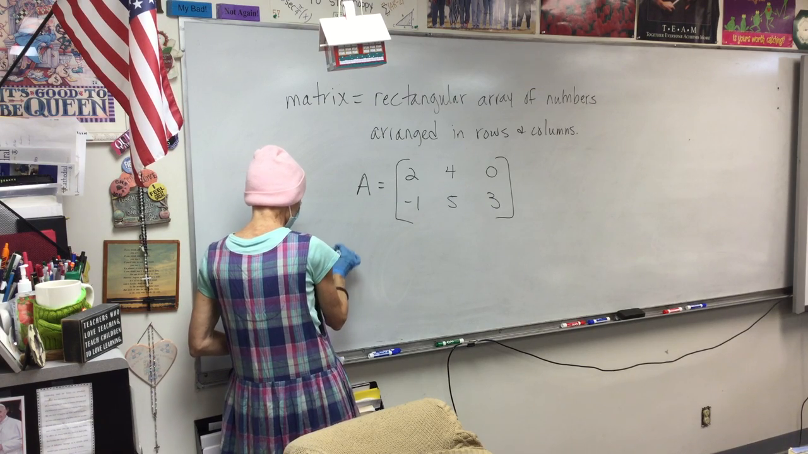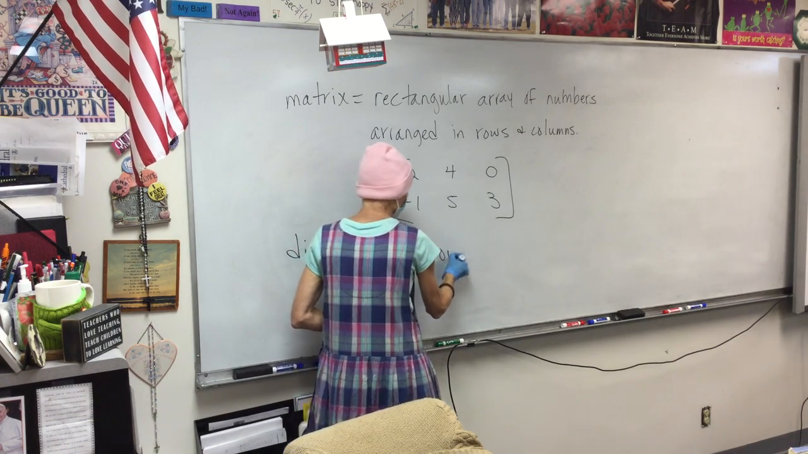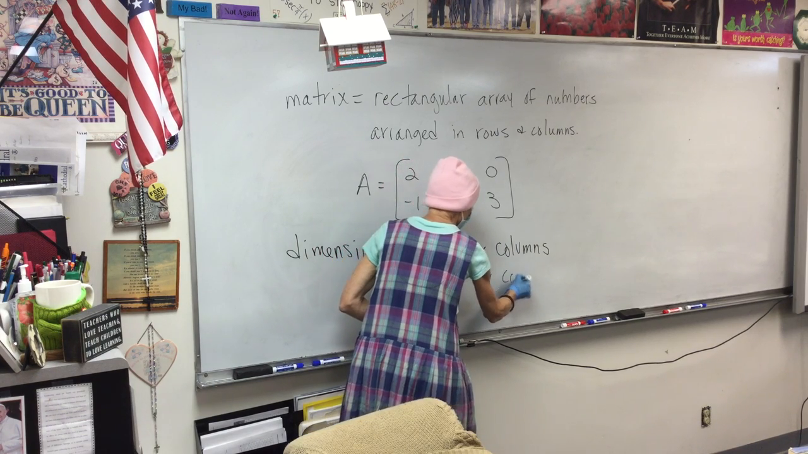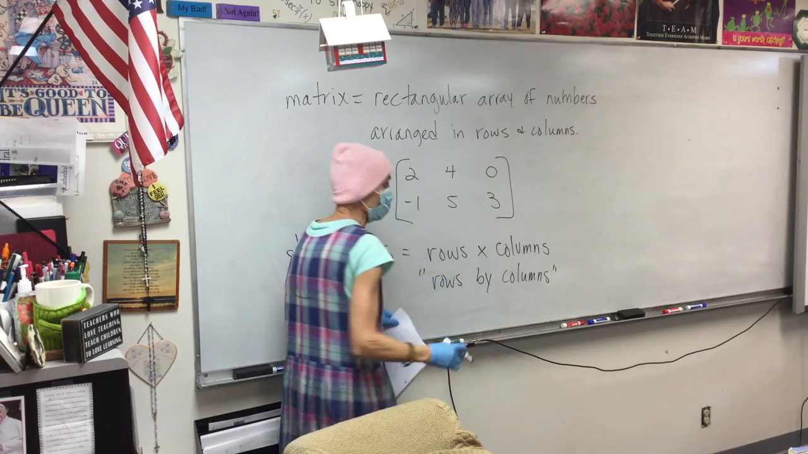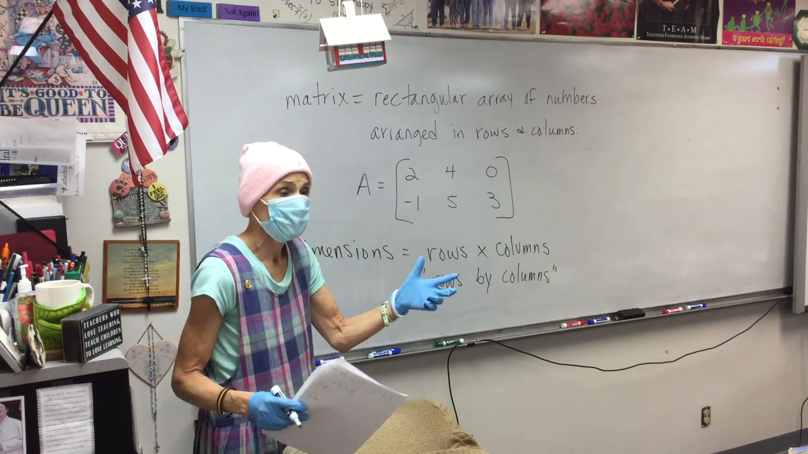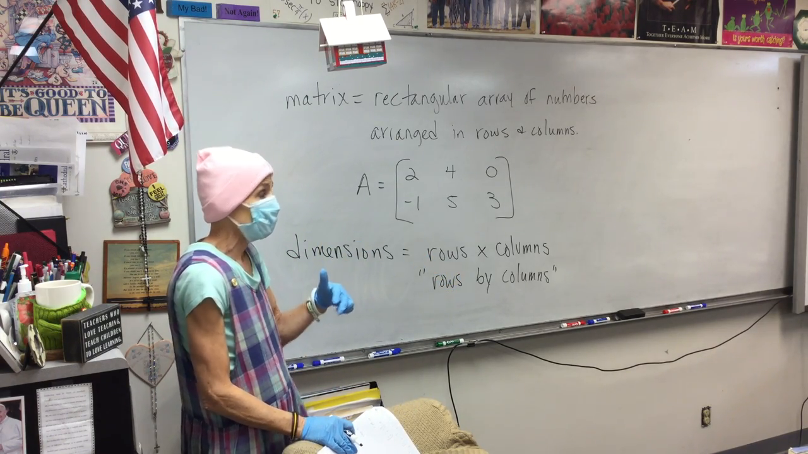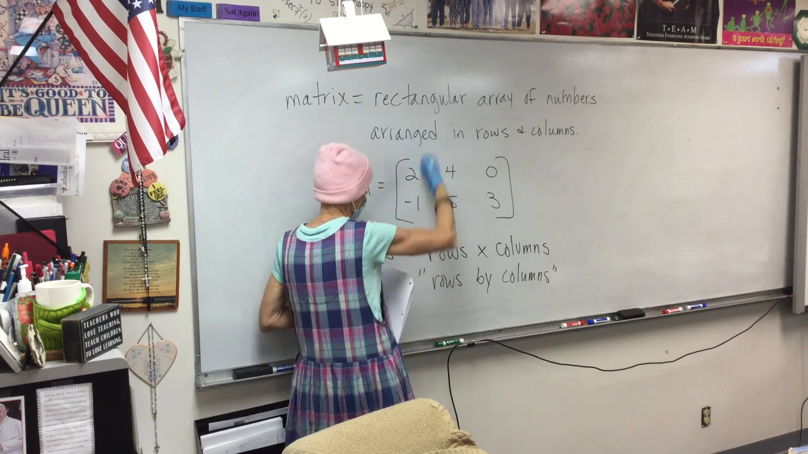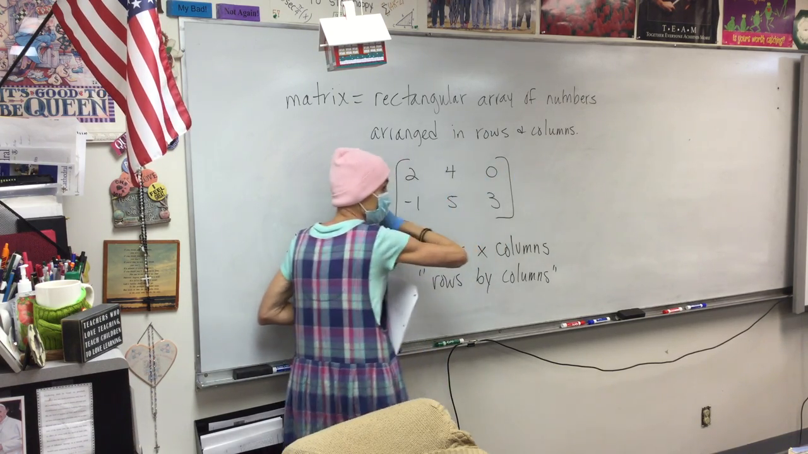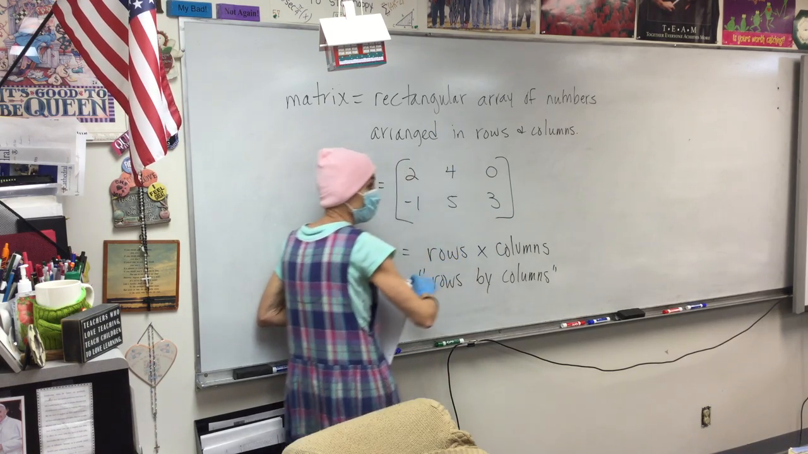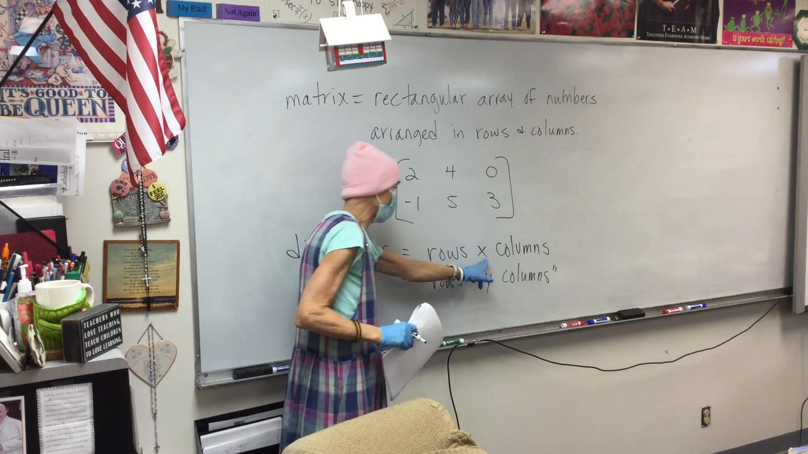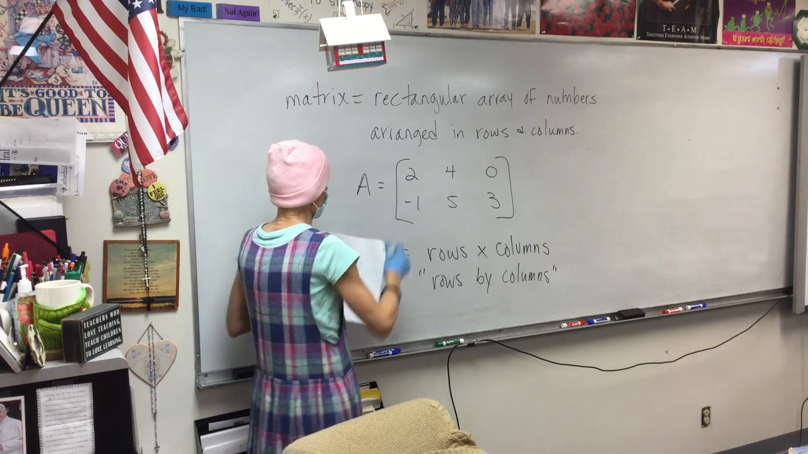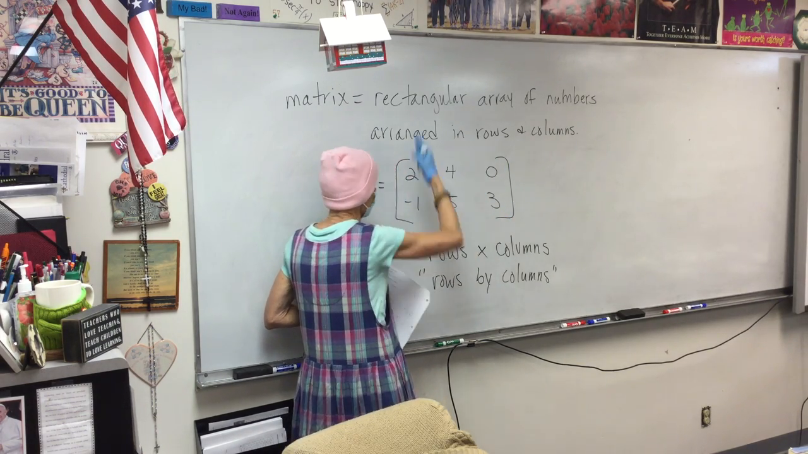The dimensions of the matrix, sometimes referred to as order, are rows by columns. We say rows by columns. In the same way that if I said, what are the dimensions of this room? You might say 20 by 50. What are the dimensions of this matrix? 2 by 3. Rows, columns. So this is your definition, rows by columns. Please don't say times, that's by. Rows by columns. And for this specific example, matrix A is a 2 by 3.